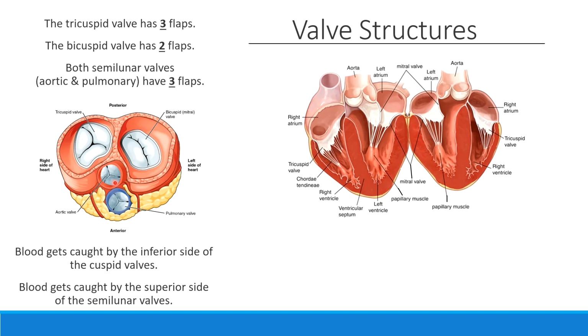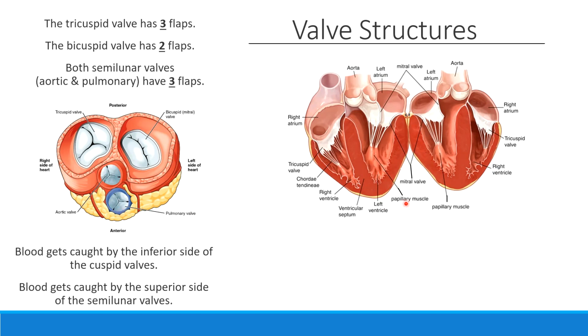So when we think of these valves, like we talked about before, we stop the blood flow that's found underneath the cuspid valves. We keep that blood in the ventricle. We won't let it go back to the atrium. Whereas those semilunar valves, we catch blood that's above us from the aorta or from that pulmonary trunk.